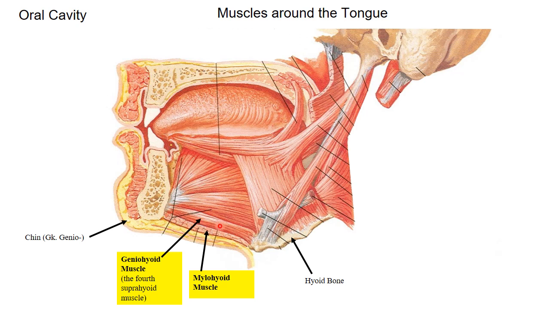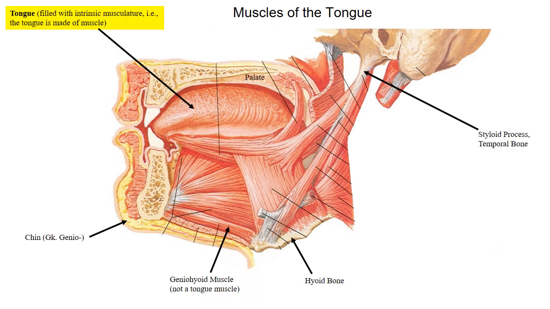And these are the last of the suprahyoid muscles. So digastric, anterior and posterior bellies, stylohyoid, mylohyoid, and now finally the geniohyoid are our four suprahyoid muscles. So there's our geniohyoid right there from chin to hyoid bone.